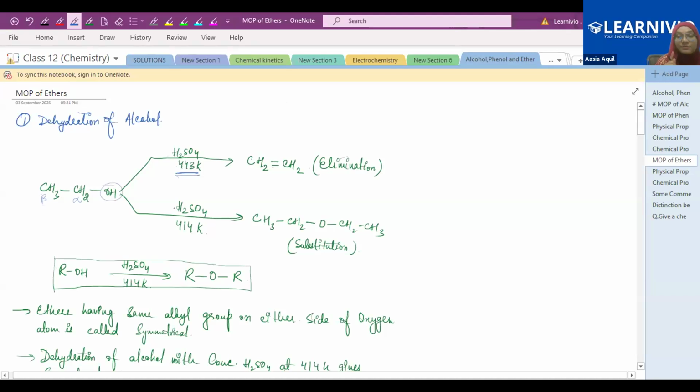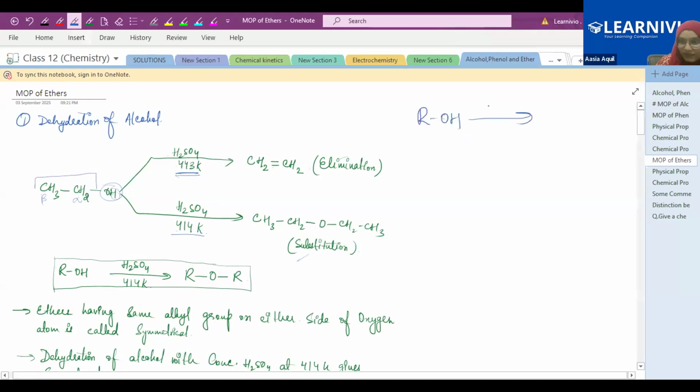But when you do the same reaction with the same reagent, there is a temperature difference. Now you are using 414 Kelvin only. At that temperature there will be a substitution reaction, not the elimination reaction. And what is substitution over here? One hydrogen will be replaced by this whole group. Just a second, let me explain with ROH. Suppose this is your ROH.